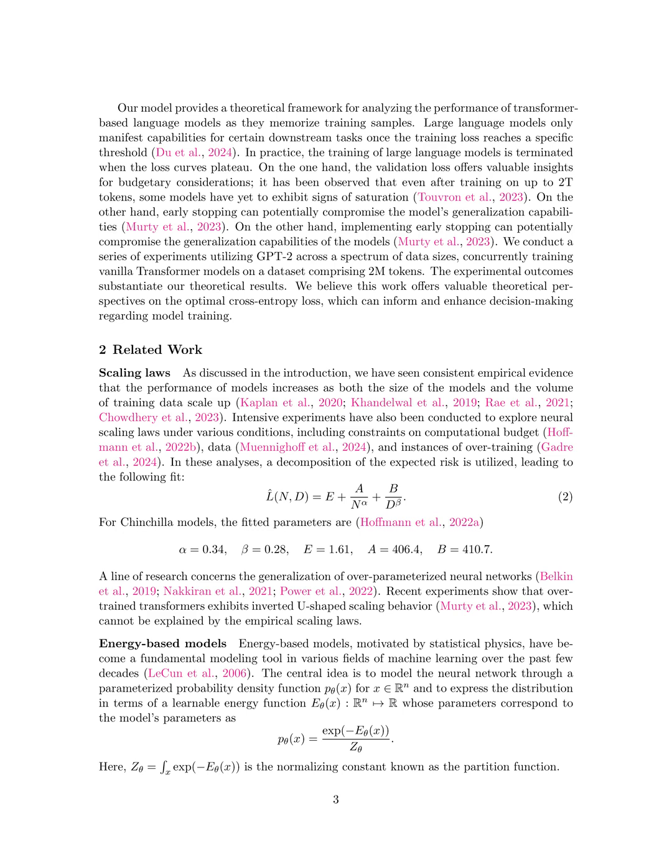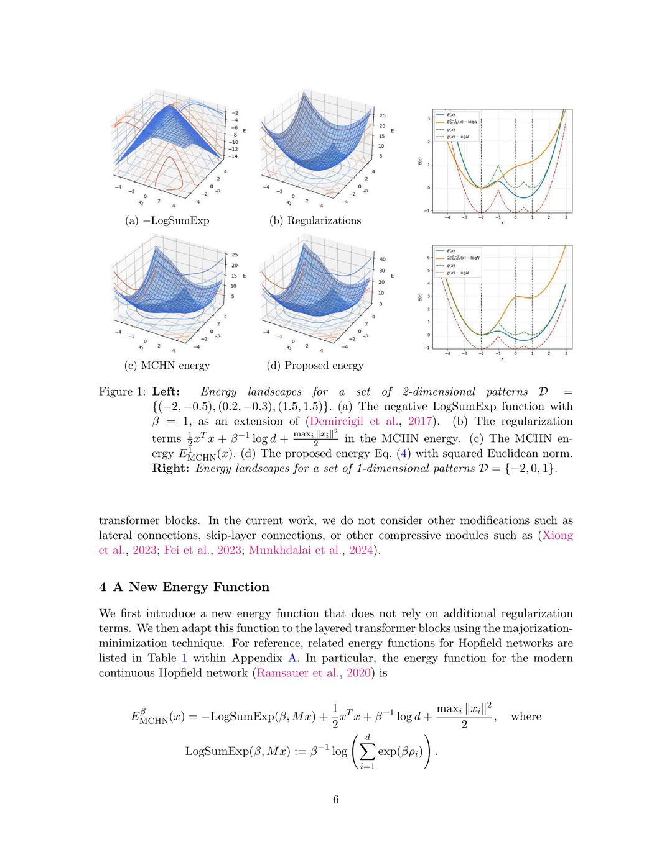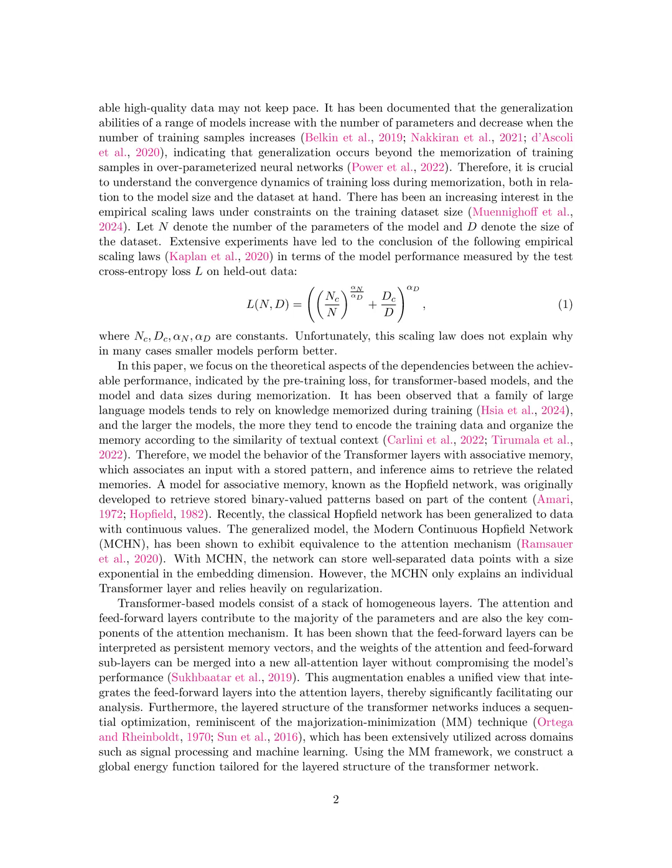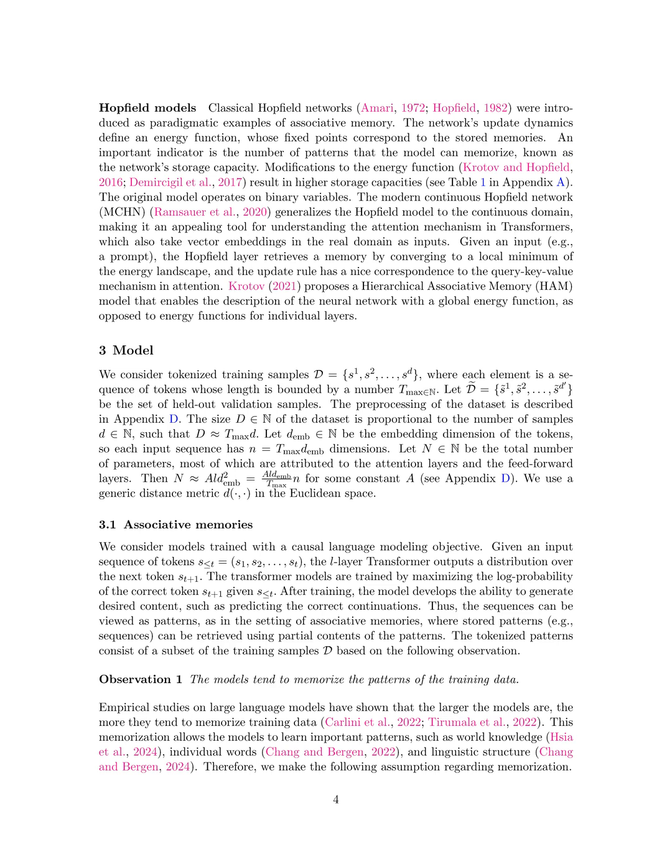The proposed method works by analyzing the performance of transformer-based language models as they memorize training samples. The methodology can be illustrated step by step as follows. 1. Modeling transformer layers with associative memory. The approach starts by modeling the behavior of transformer layers with associative memory, specifically using the Hopfield network and its modern continuous version, MCHN. These models are used to associate inputs with stored patterns and retrieve related memories.